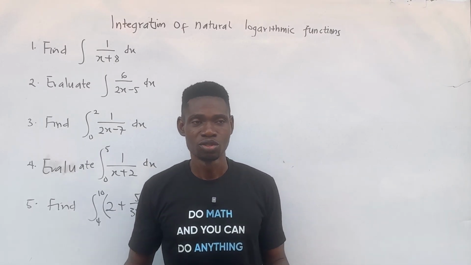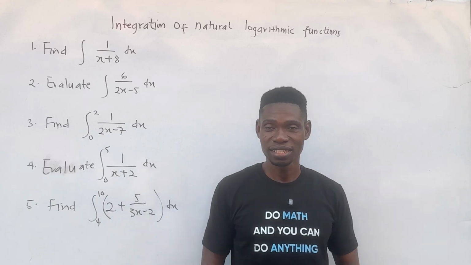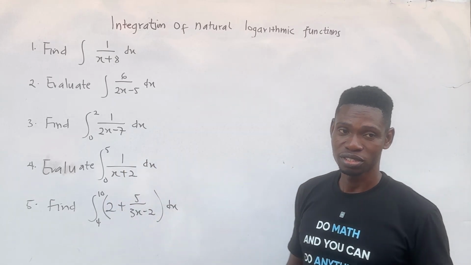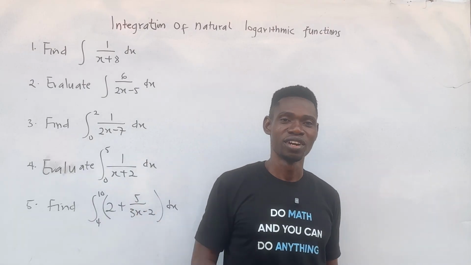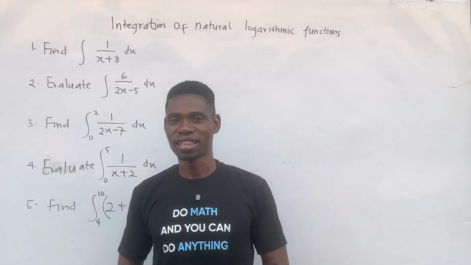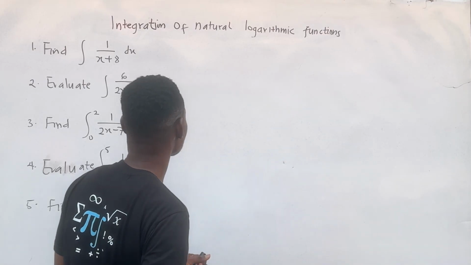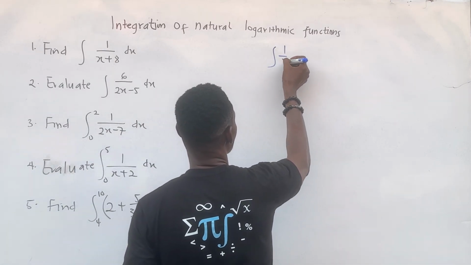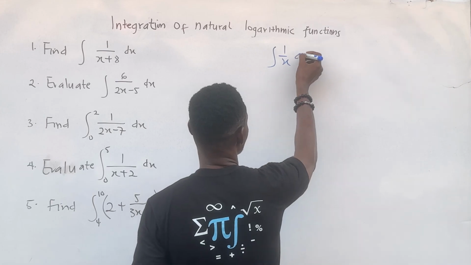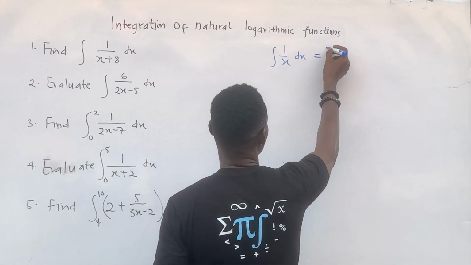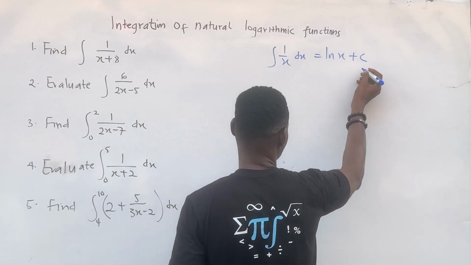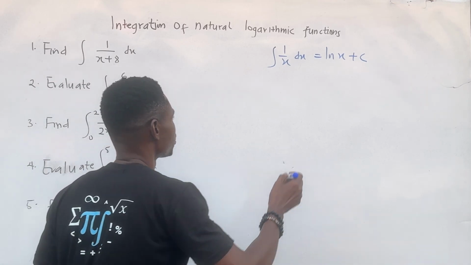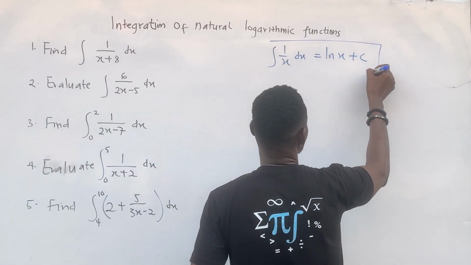This is Earl Samm. Today we are going to learn how to integrate natural logarithmic functions. Okay, so let's do it together. Now, watch. When you integrate 1 over x with respect to x, the answer is ln x plus c. Okay, so this is what you need to know.